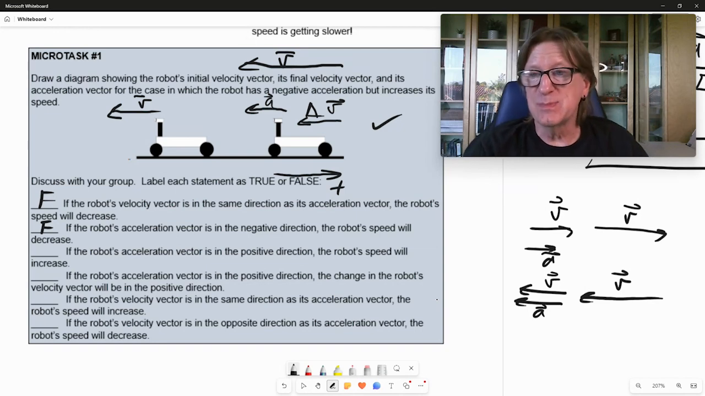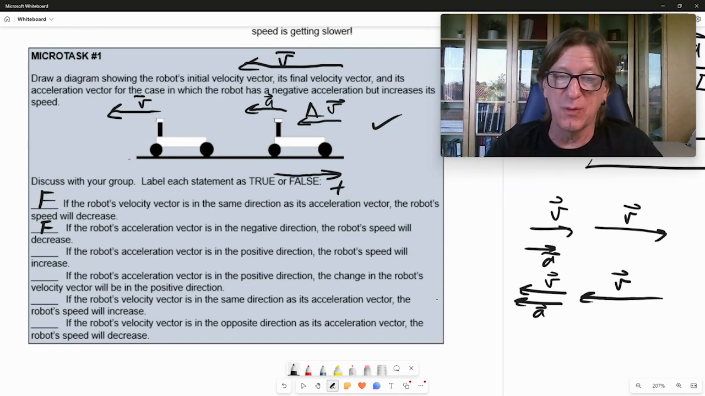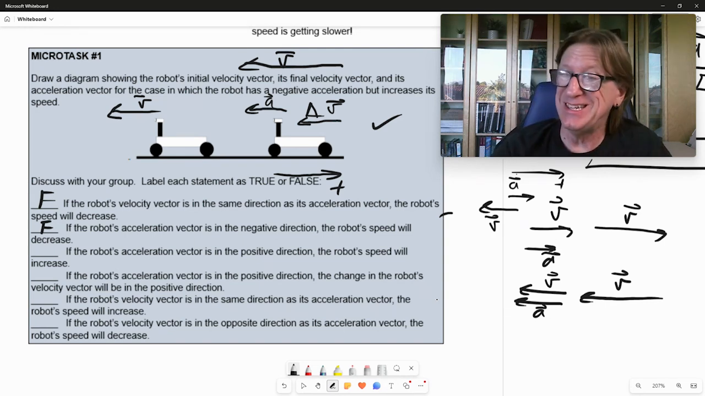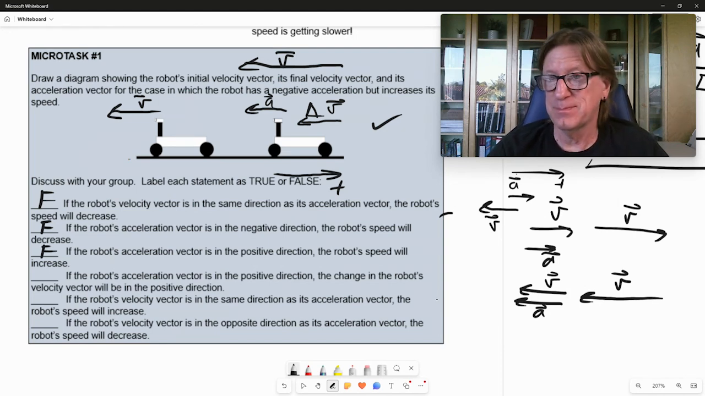And then, as you might expect from the other, we gave it an example where we gave the robot an acceleration in the positive direction. Let's take a look at this one right here. So if I have an acceleration, say, in the positive direction, we'll say that this is positive, and my acceleration then is going to be in that same direction. Then if my velocity is in the negative direction, well, then my final velocity is actually going to be less. So the robot's speed is going to decrease rather than increase. So that's not true either.